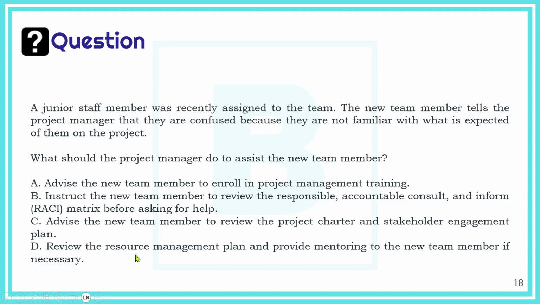What you need to do is, first of all, review the resource management plan with the team member. So let them know this is what you're assigned for. Like, this is what you're hired for. That's already mentioned in the resource management plan. You can check the RACI, you can check different tools, like a RAM chart, resource assignment matrix. And provide mentoring to the team member if necessary, to help them do their work better. All right, so that's the right answer. So answer D is the right one.